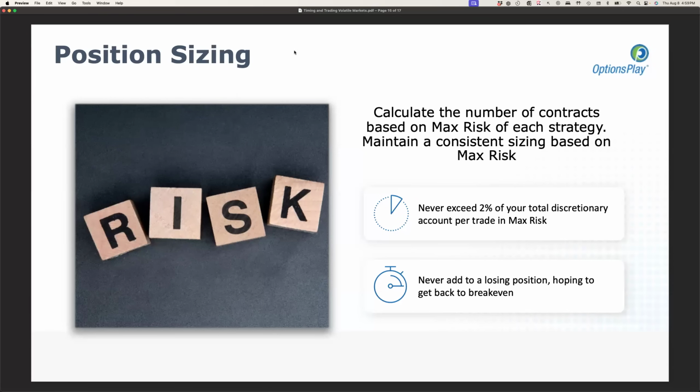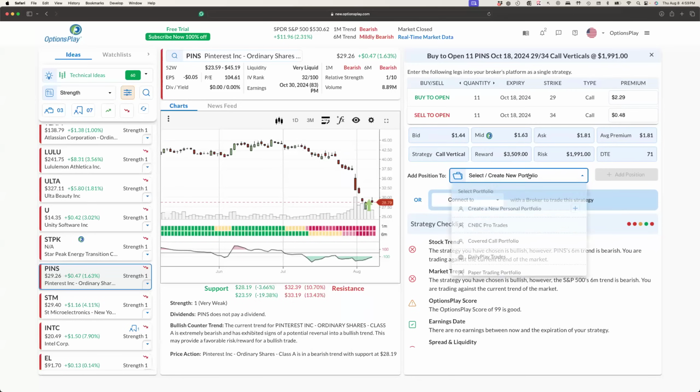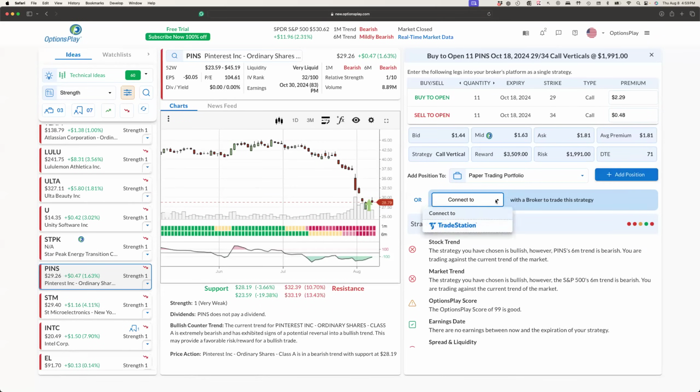So once you have a position that you're looking at, let's say we're looking at this Pinterest trade and I'm looking at buying a debit spread, I can click on the trade button, enter the trade in my paper trading portfolio, and click on add to my portfolio. Or if you have a TradeStation account, you can link your TradeStation account in OptionsPlay, and you can execute your trades directly from the screen into your TradeStation account. We're looking to do more of these broker integrations here in the fall of this year, but we are very excited to offer TradeStation as our first broker that allows you to execute your trades directly from OptionsPlay so that you don't have to leave our platform to trade options.